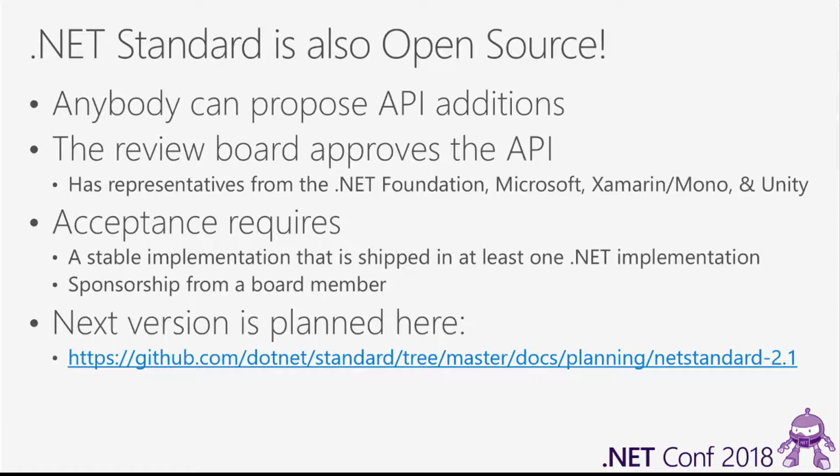The other thing we require is that one of the people on the review board sponsor the API and shepherd it through the whole approval process. And if you're curious, there's a next version of the standard that is currently in planning. It's 2.1, as you might expect from the version number, since we just shipped 2.0. So now the next one is 2.1. There's a planning doc on GitHub that you can read, and there are pull requests with API additions. So if you want to be involved with the standard, that is where you can do that.